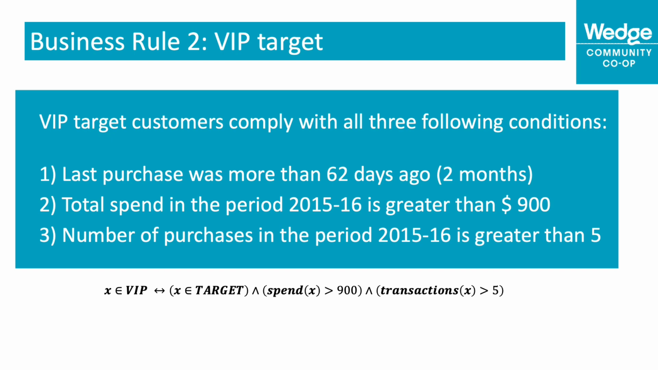A second business rule can target the VIP customers. This rule expresses that a VIP target customer complies with all three following conditions. The last purchase was more than 62 days ago, almost 2 months ago. Second, the total spend in the period is greater than $900. And third, the number of purchases in the period 2015-16 is greater than 5.